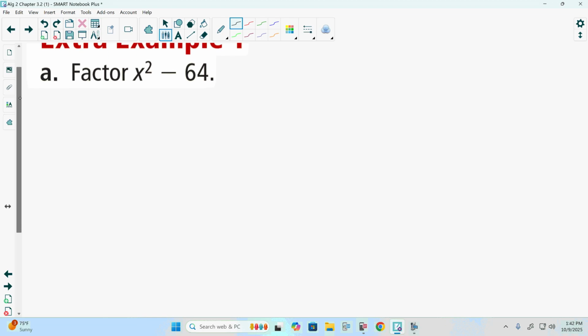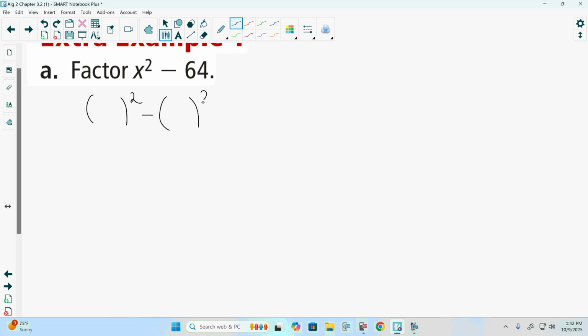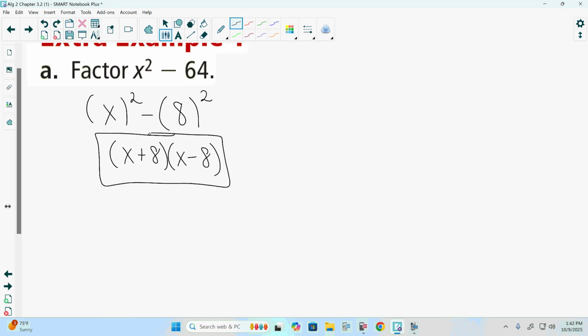x squared minus 64. So we can get into this a squared minus b squared form. Well, our a, x squared would be, well, x squared. And 64 would be 8 squared, because 8 times 8 does give us 64. x times x gives us our x squared. Now our a plus b would be x plus 8. Our a minus b would be x minus 8.